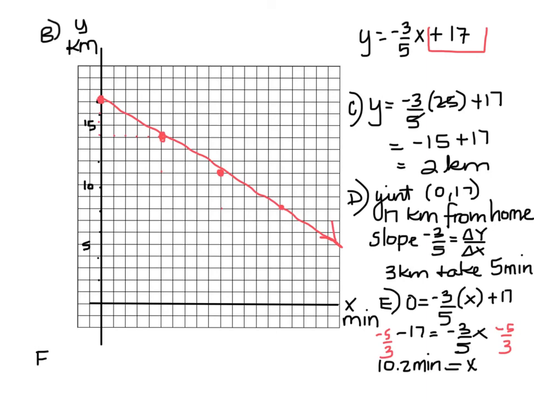The last question, F, asks for what a real-world domain and range would be. So I obviously have minutes, but I can't go negative in minutes, right? And I'm going to get home at somewhere around here. So my real-world domain is going to be from 0 minutes to 10.2 because that's when I get home. My real-world range, well, I go from 0 to 17 kilometers from home. So that would be my real-world domain and range.